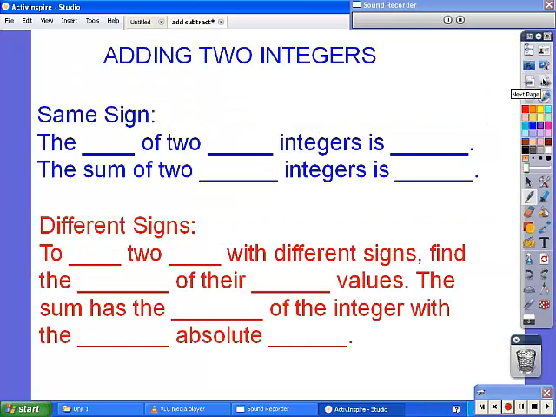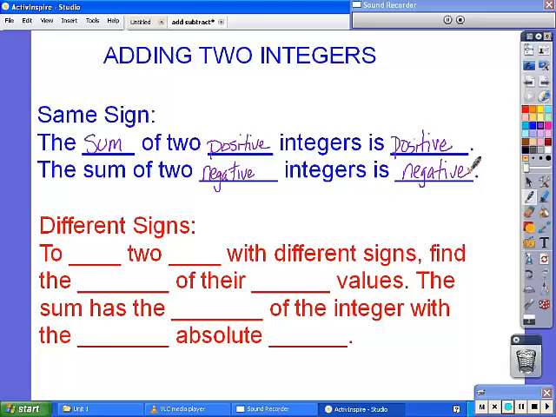All right, now here are the rules for adding two integers. So the sum, that's just an answer to an addition problem, of two positive integers, this is what you start in kindergarten adding, is always going to be a positive number. If you add two positives, you're always going to end up with a positive number. And the same thing, if you add two negative numbers, your answer is going to, again, be negative. So that's not bad. If the signs are the same, if you have two negatives, the answer is negative. If you have two positives, the answer is going to be positive.